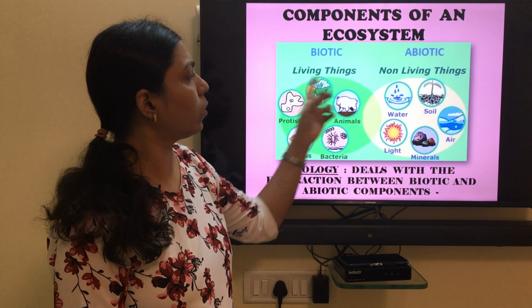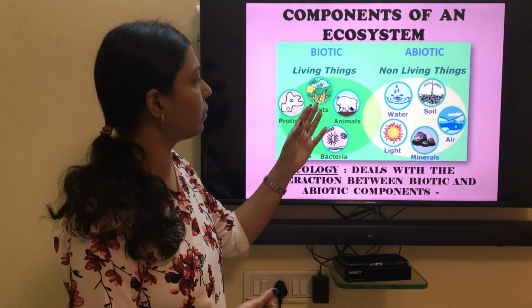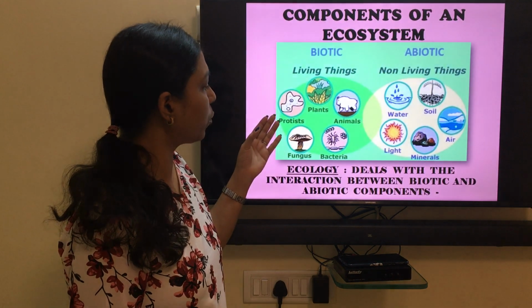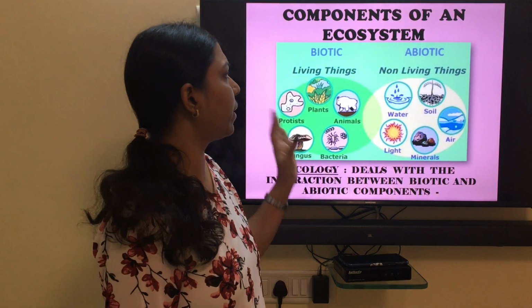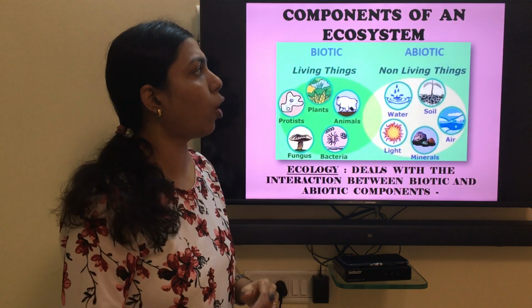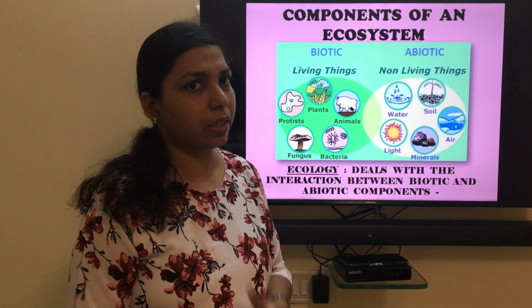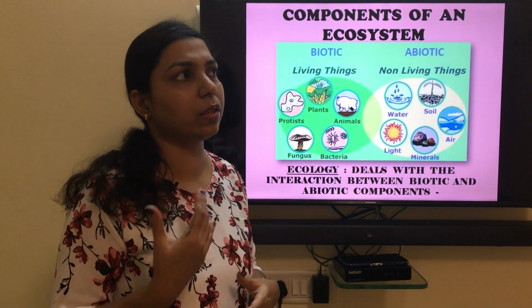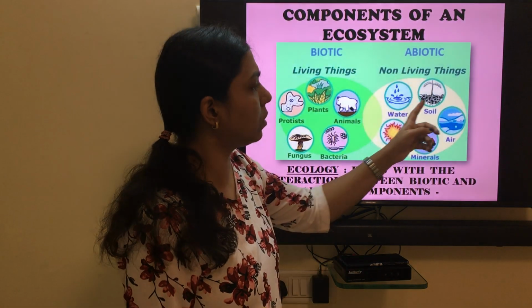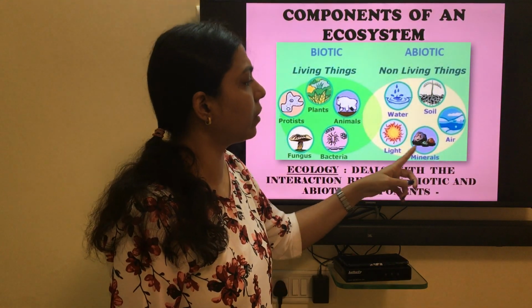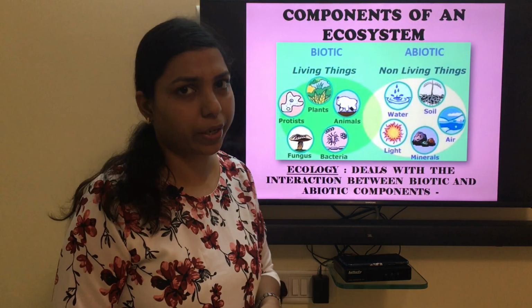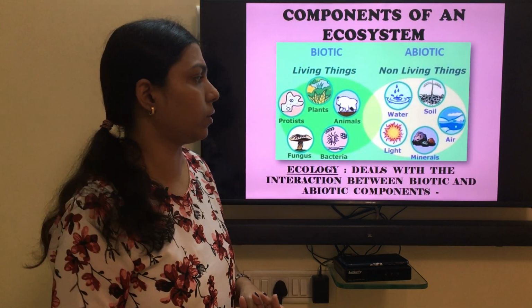If we wonder what are the different living things, we can say the different plants, the different animals, the different microorganisms, which include the protists, the fungus, the bacteria. All these things are included under the biotic component of the ecosystem. And what are the abiotic or non-living things which are present in the ecosystem? You can say that is the water, the soil, the air, the minerals, the light, the sunlight that we get. All these things form the abiotic component of the ecosystem.